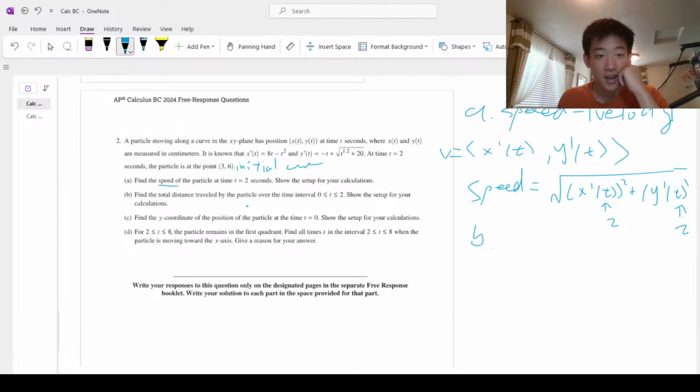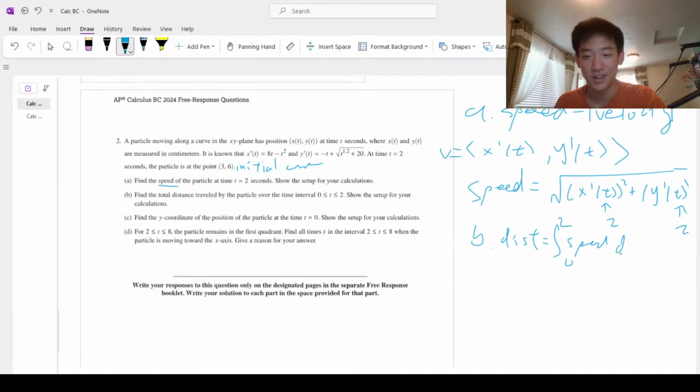Anyways, total distance. Dist. I'm gonna start really abbreviating. Don't do this on the exam. I hope you didn't. But dist equals the integral of speed from 0 to 2 dt. This equals, you can just basically put all of this over here. So the integral from 0 to 2 of the square root of x prime of t squared plus y prime of t squared dt.